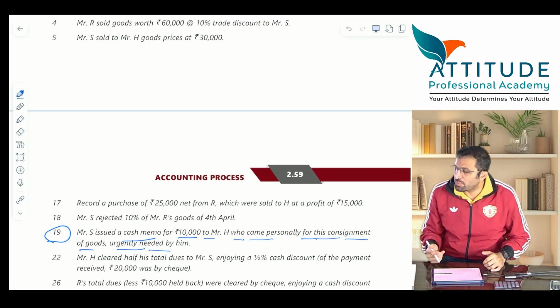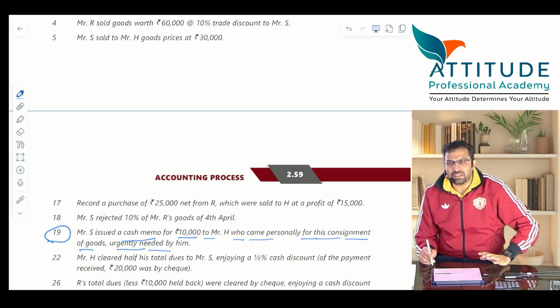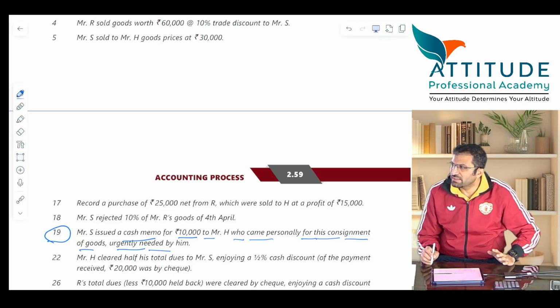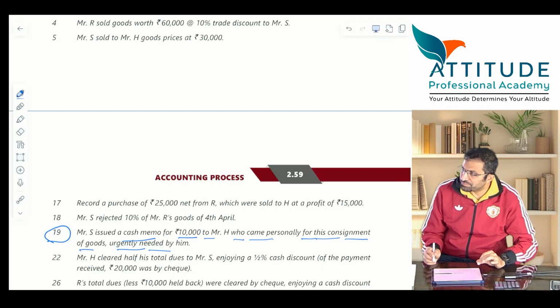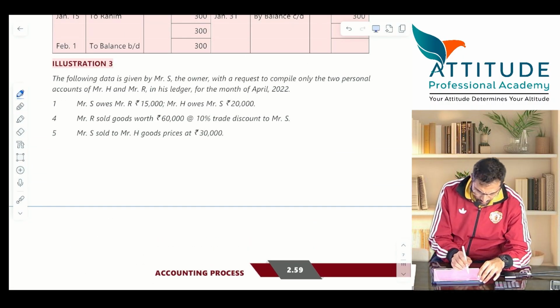You are giving a cash memo means what? When will you give a cash memo to other person? When you are making what? Sales. Yes or no? So क्या हो गया entry? Cash to sales. है क्या देखो? है? 1 second. Let me check. 1 second. 1 minute.